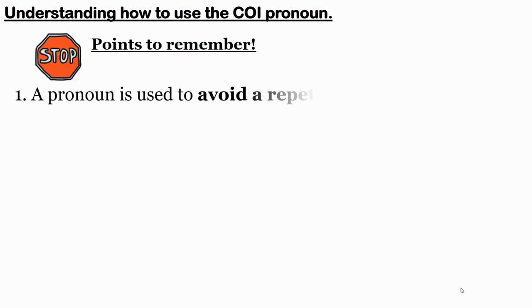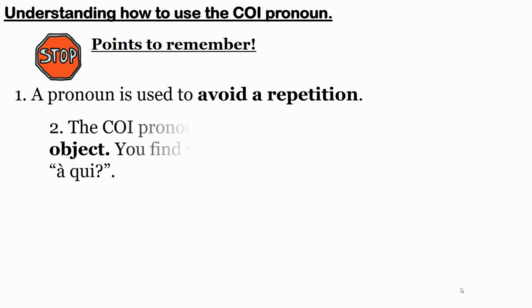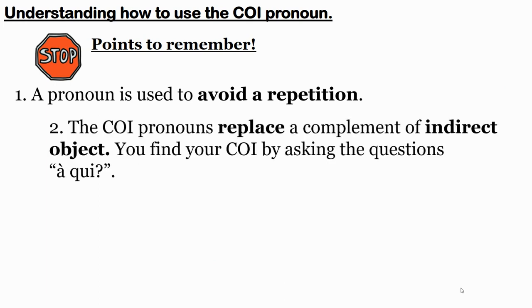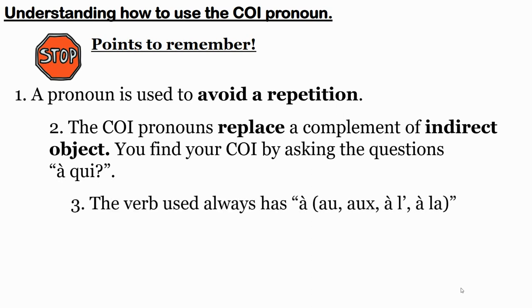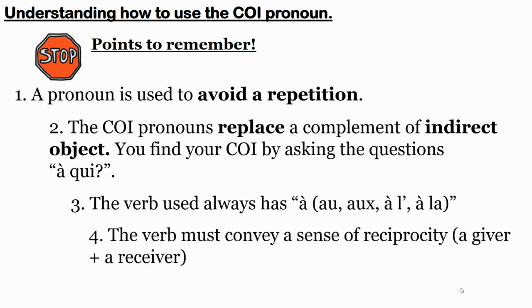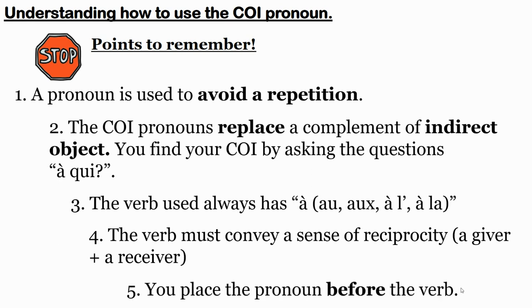Points to remember. A pronoun is used to avoid a repetition. The COI pronouns replace a complement of indirect object. You find your COI by asking the question à qui. The verb used always has à: donner à, parler à, écrire à. The verb must convey a sense of reciprocity. There's a giver and there's a receiver. And you place the pronoun before the verb. Voilà, c'est tout.